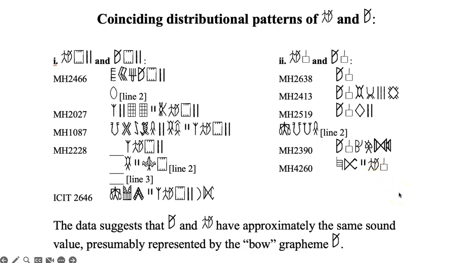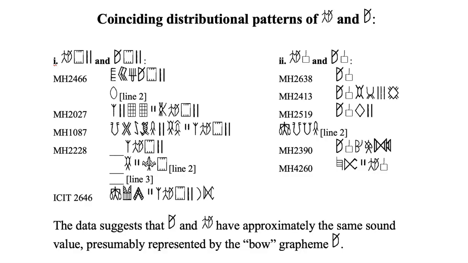So the data suggests that they have approximately the same sound, and presumably that sound is represented by the bow grapheme, whatever that is. The stick figure has some sort of modifying sense in terms of the meaning. It's not entirely clear. I do have a theory about that, a hypothesis, but it's not mature enough to warrant inclusion in this presentation or in the monograph. But in any case, the point being is that these two signs probably correspond to nearly the same sound, and that sound may well have something to do with a bow or a bow and arrow. I mean, the graphology is pretty unmistakable in this case.